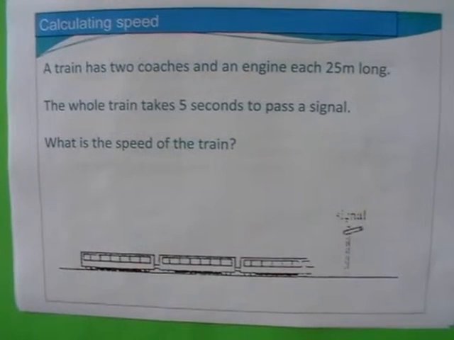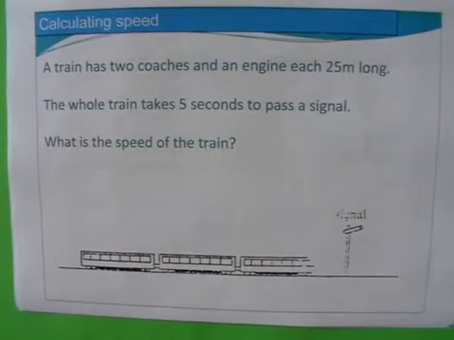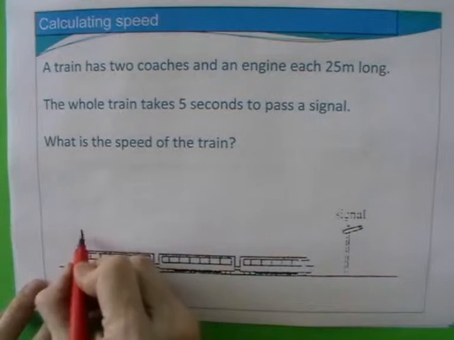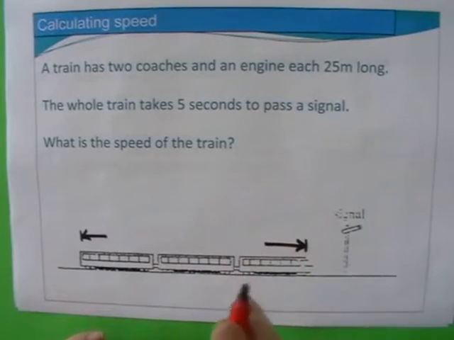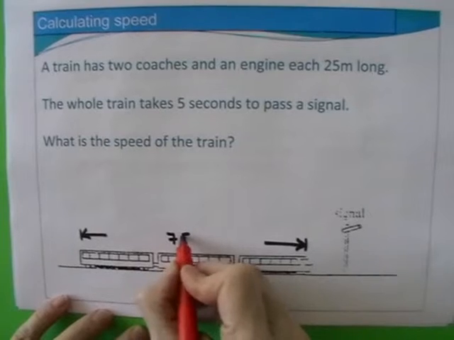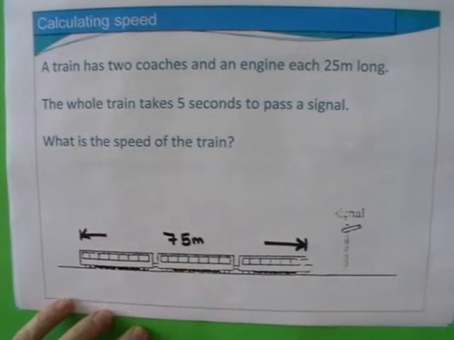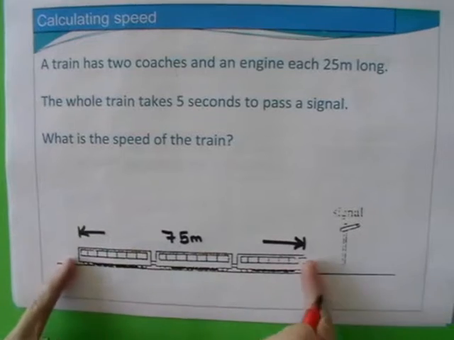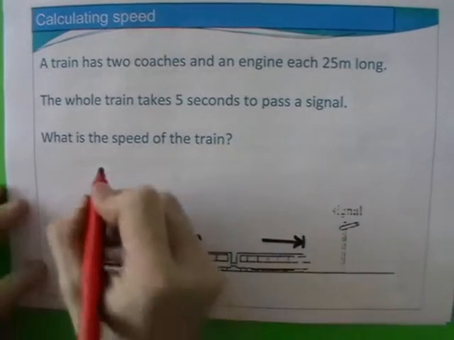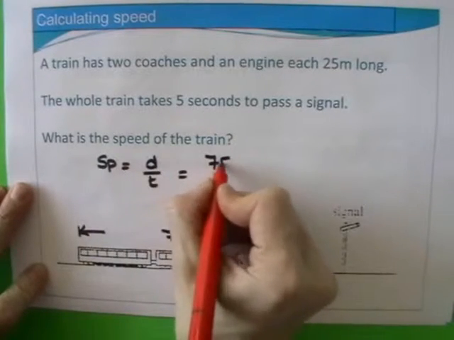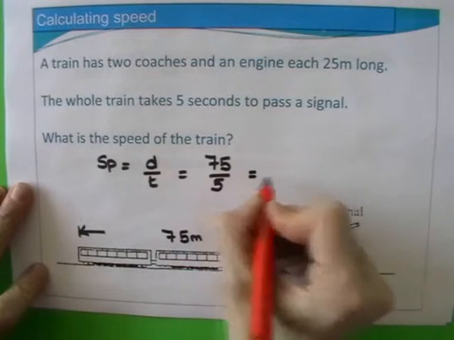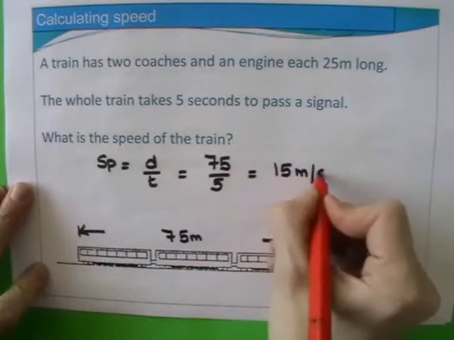This is a calculating speed question. A train has 2 coaches and an engine, each 25 metres long. The whole train takes 5 seconds to pass a signal. What is the speed of the train? So we know that the whole length of the train, 2 carriages and an engine, each 25 metres long, has a total length of 75 metres. So it takes 5 seconds for 75 metres to have passed the signal over here. So speed is distance over time, which is 75 over 5, which gives you 15 meters per second.